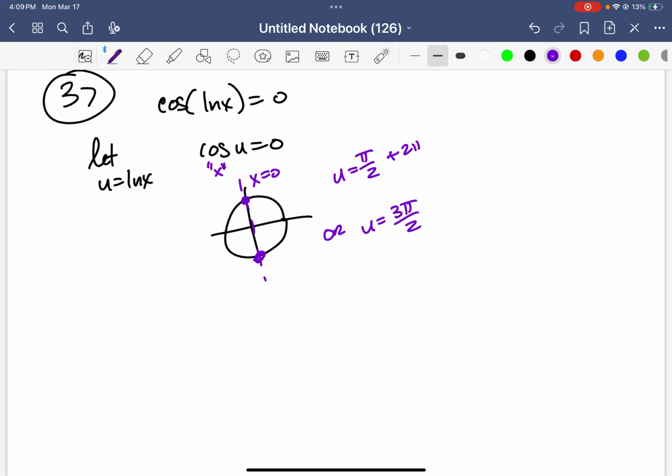So plus 2 pi n, plus 2 pi n. But then do you see that if you add just a pi, you get to that one, and add just a pi? So I could combine those, say that u is equal to pi over 2 plus pi n.